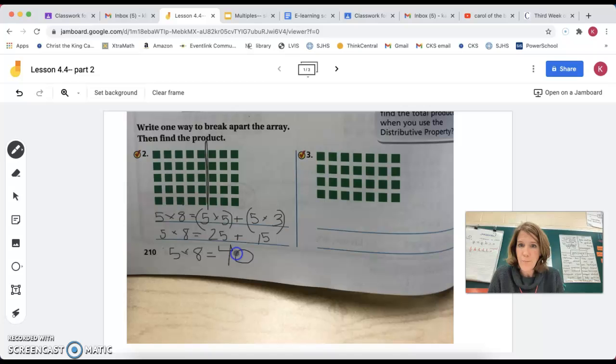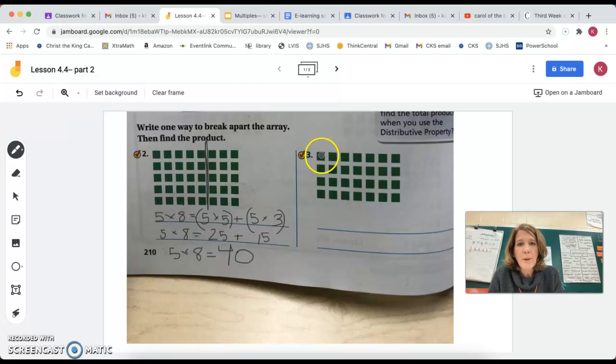Now, you could have broken it a different way. We just did this way together, but there's more than one answer, right? You could have broken it into 4 and 4, so 5 times 4 plus 5 times 4. You could have broken the 5 factor. I think it's easier to break the 8 factor because that's the table I don't know as well.